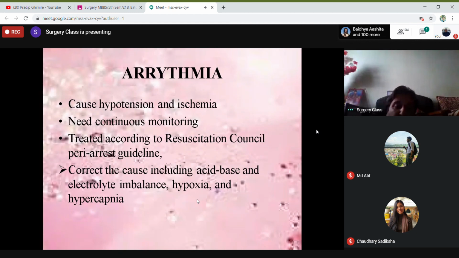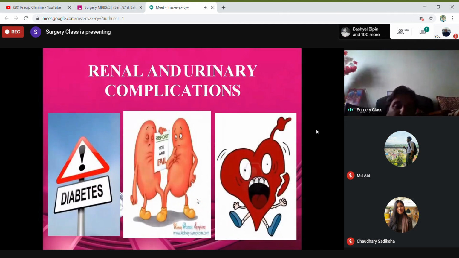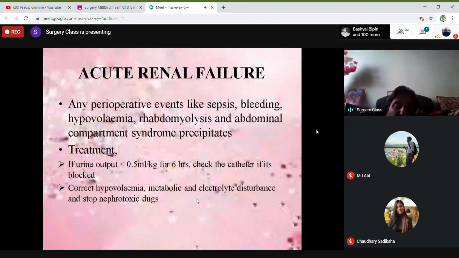Okay, so urinary complications. Acute renal failure: you have to at least have urine output. Urine output should be at least 0.5 ml per kg per hour, or more than that. Just remember, 0.5 to 1 ml per kg per hour is a normal urine output. That will come to around 30 ml per hour for a 60 kg person. So you have to take an hourly urine output.